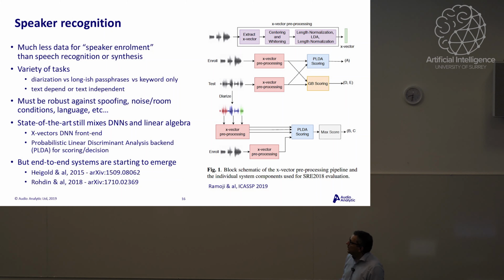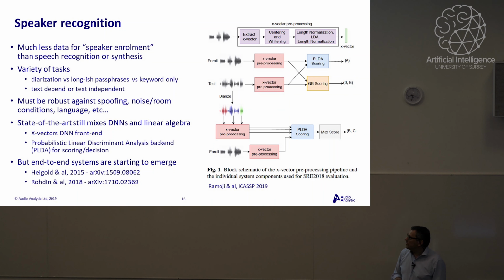The state of the art nowadays still mixes DNNs and linear algebra. So this is an example of a speech recognition system where you have a front end which is called X vector. X vector is based on DNNs, and the DNNs are trained to find a space which removes all the noise and room contributions and only keeps the directions which maximally separate the speech from various people. And then for the scoring, you use PLDA, which is probabilistic linear discriminant analysis, which is based on linear algebra to find a projection where your different speakers are being, again, maximally separated.